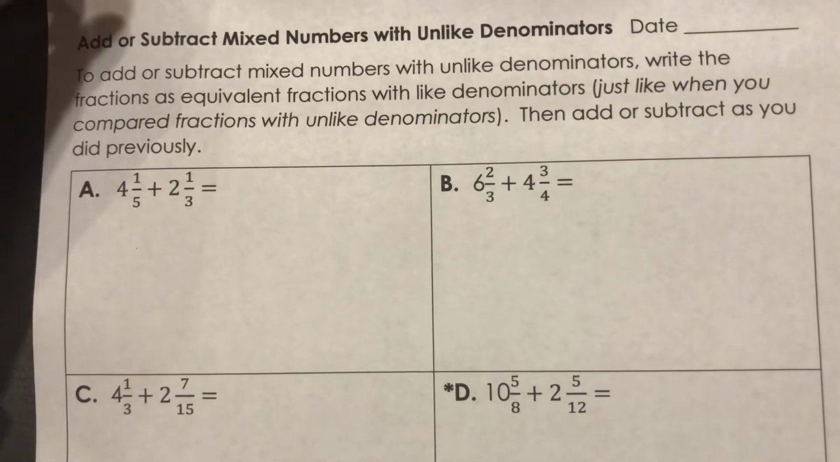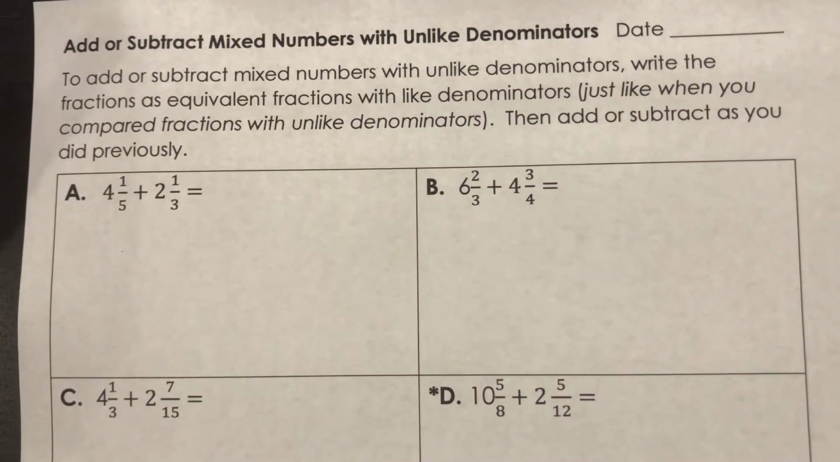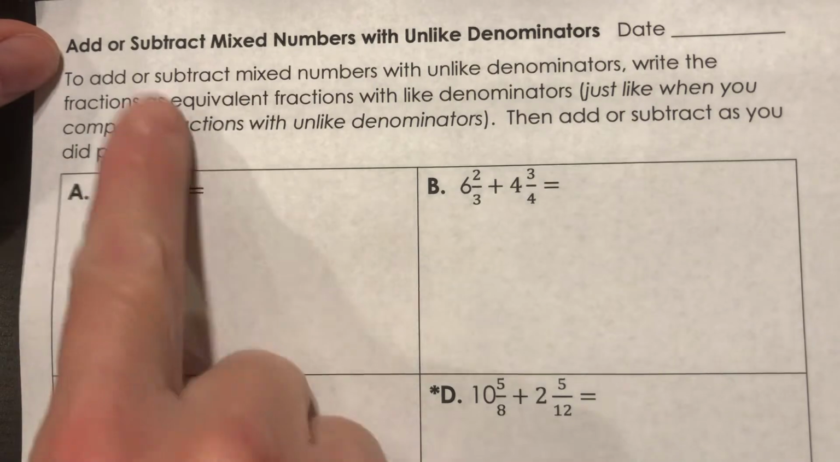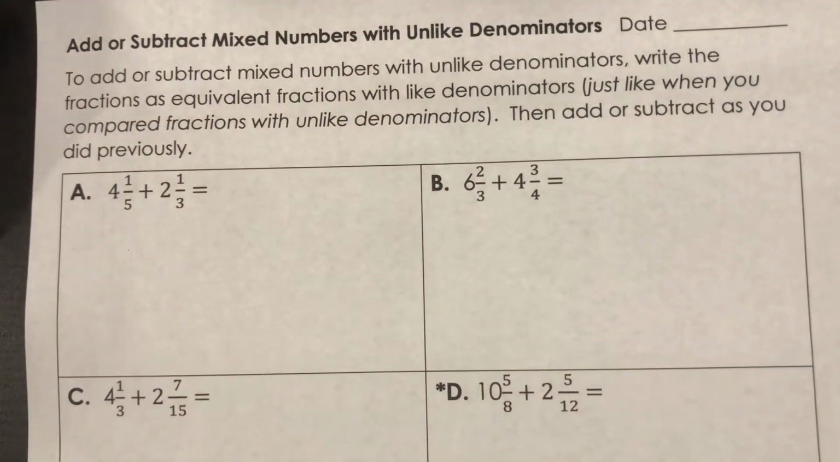If you haven't done so yet, you might want to print this sheet out. If you're not able to print, then you can just write these examples right in the next page of your math spiral. Just make sure you write up at the top, add or subtract mixed numbers with unlike denominators.